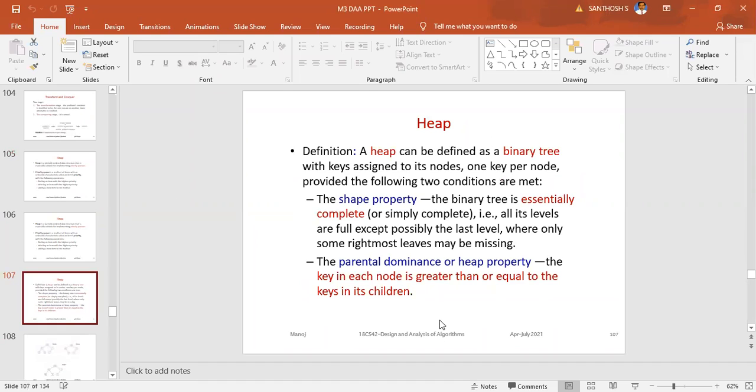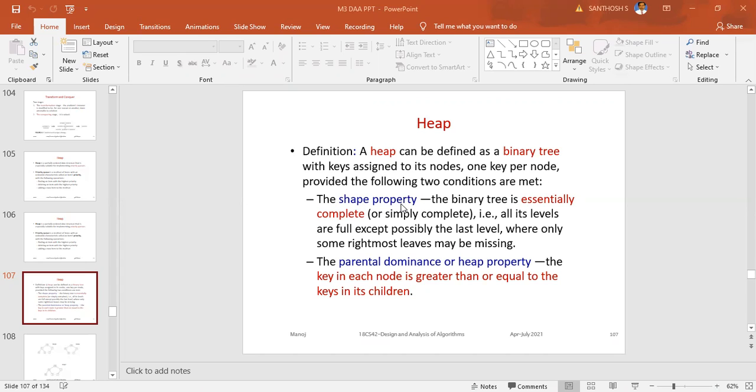Come to the next slide, heap: definition and its properties. These are very important, so you have to understand this. There is a compulsory question on heap, that's why I'm telling you, kindly concentrate on heap. A heap can be defined as a binary tree with keys assigned to its nodes, one key per node, provided the following two conditions are met.